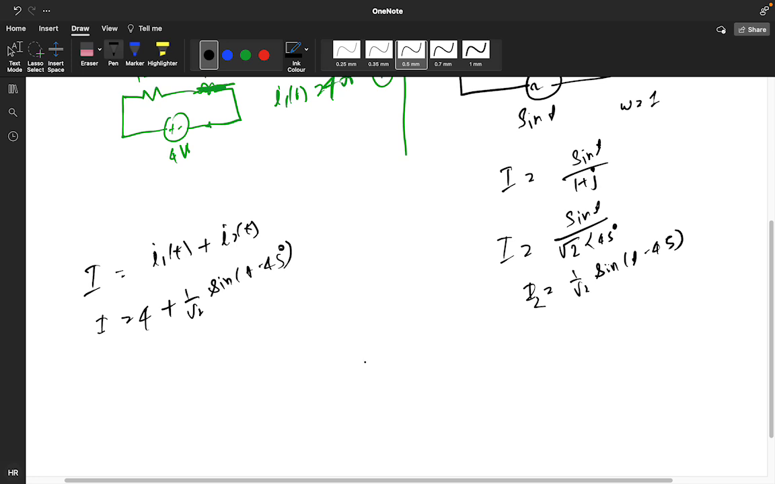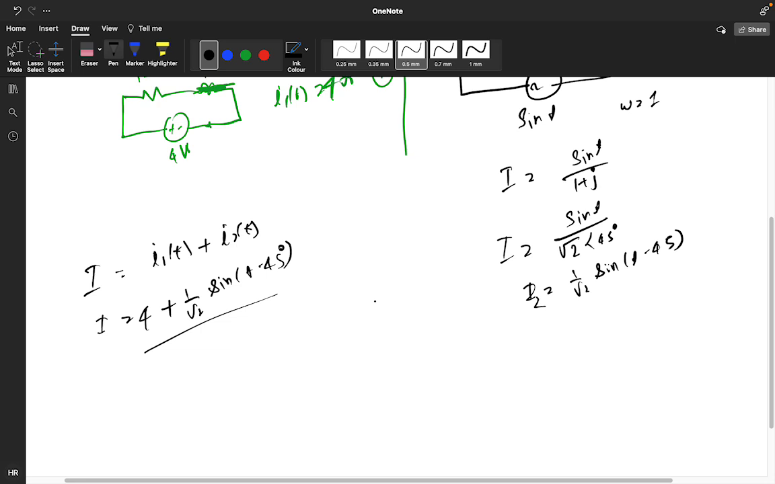Prasanna, understood how we solve this, or still having any doubt? Vaishnavi, understood? Priyanka, understood?